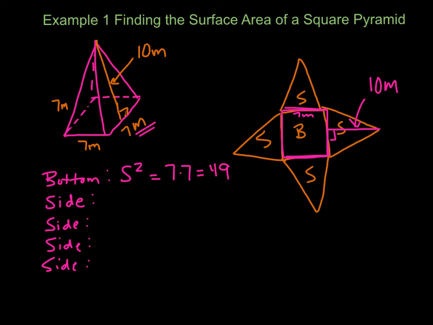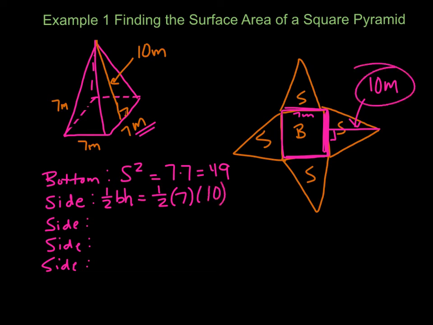Then my side is a triangle. So I have 1/2 times my base times my height, which equals 1/2 times my base, which right here is 7, times my height, which is 10. So it'd be easier just to do 7 times 10 is 70, times half, or divided by 2, is 35.